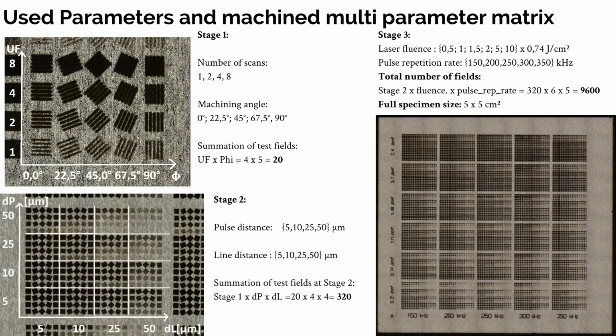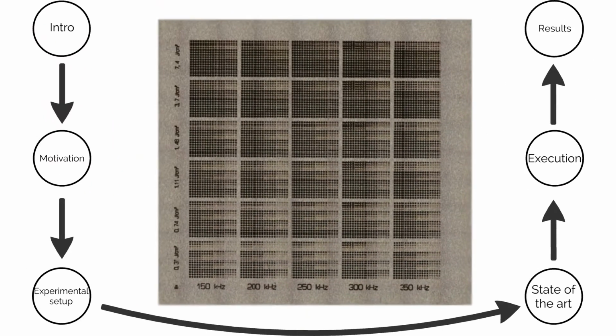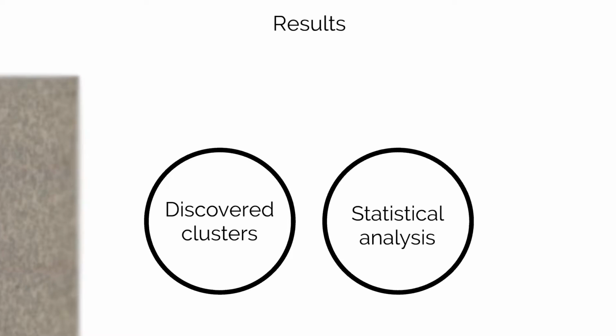Here you can see the machined 3-stage multi-parameter matrix, resulting in 9,600 parameter combinations at a specimen size of 5 by 5 centimeters, containing the parameters of the number of scans and the machining angle in stage 1. Stage 2 handles the pulse distance and the line distance, and stage 3 handles the laser fluence and the pulse repetition rate. Coming to the results, described by the discovered clusters and the statistical analysis.